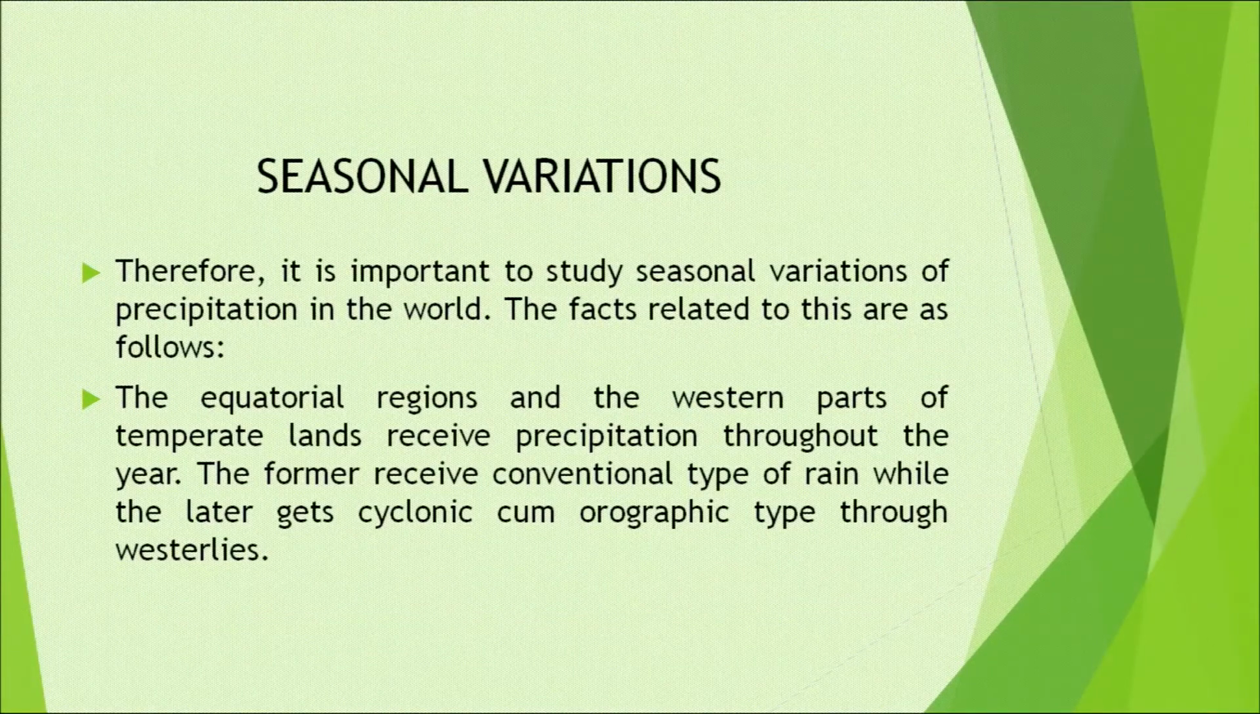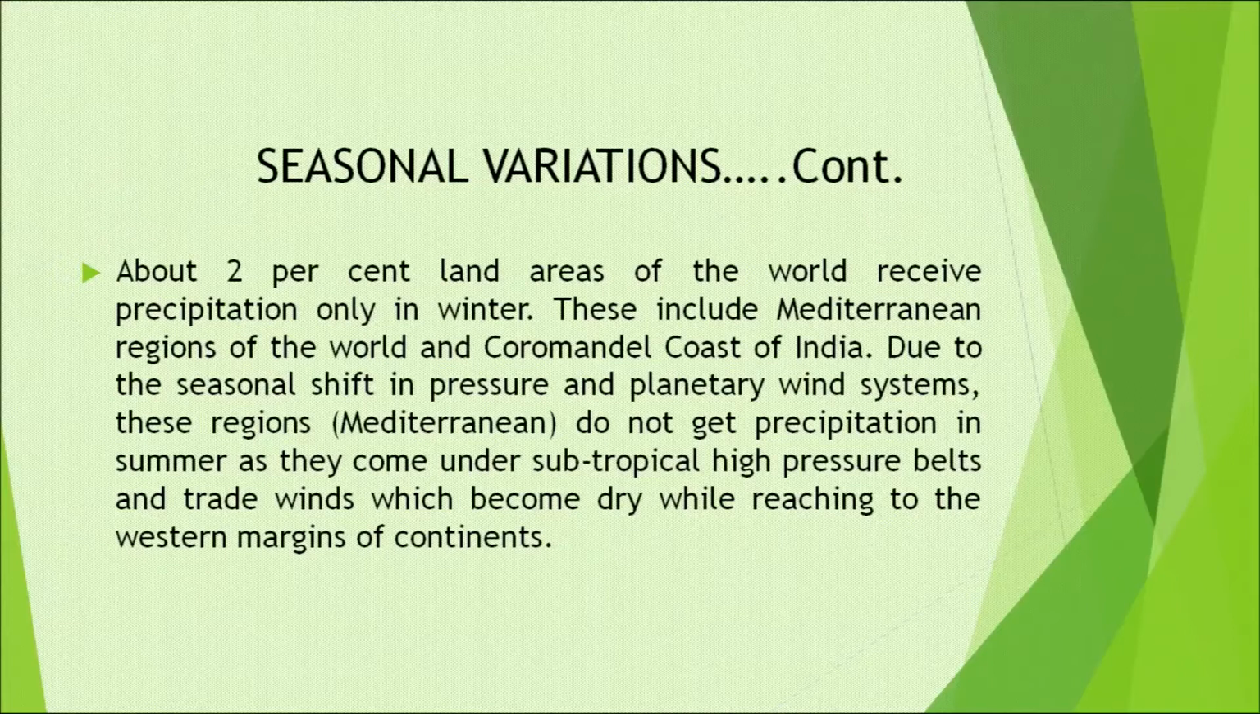The facts related to this are that the equatorial region and the western parts of the temperate land receive precipitation throughout the year. The former receives convectional type of rain, while the latter gets cyclonic cum orographic type through westerlies. About 2% of land areas of the world receive precipitation only in winter. These include Mediterranean regions of the world and the Coromandel coast of India.